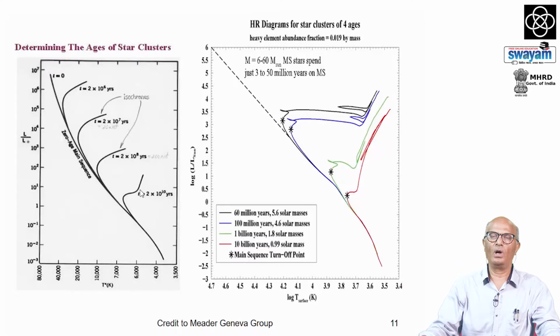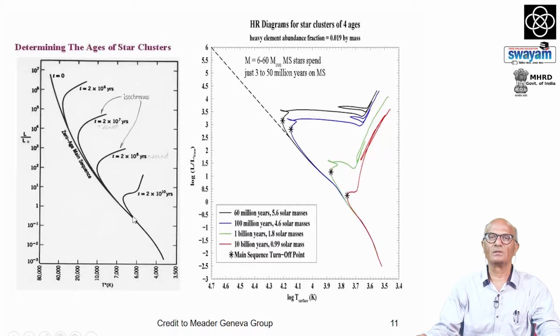So, now I am going to tell you about determination of age of the star clusters, and in this case how observations are compared with theoretical models, and how a combination of the two is used to determine the age of the cluster. Actually, it is well known, for example, in this diagram, this is also an HR diagram, and this is the zero age main sequence.